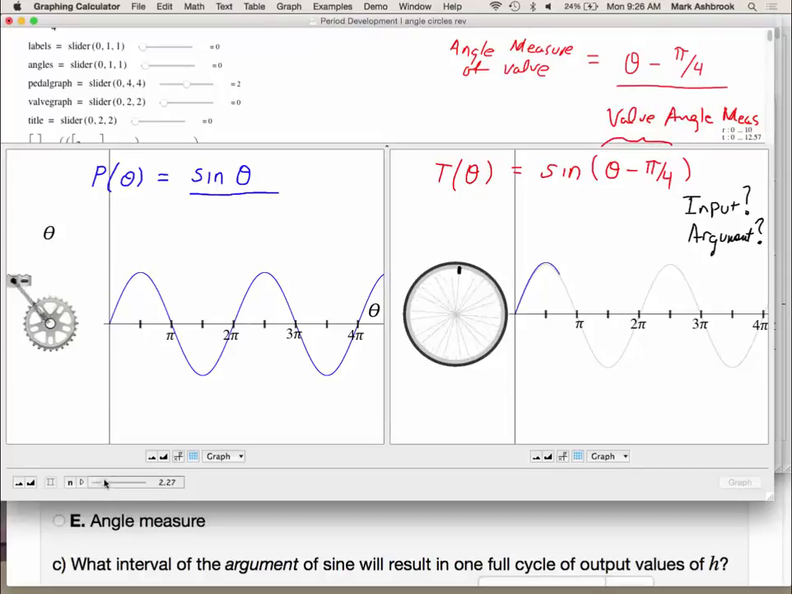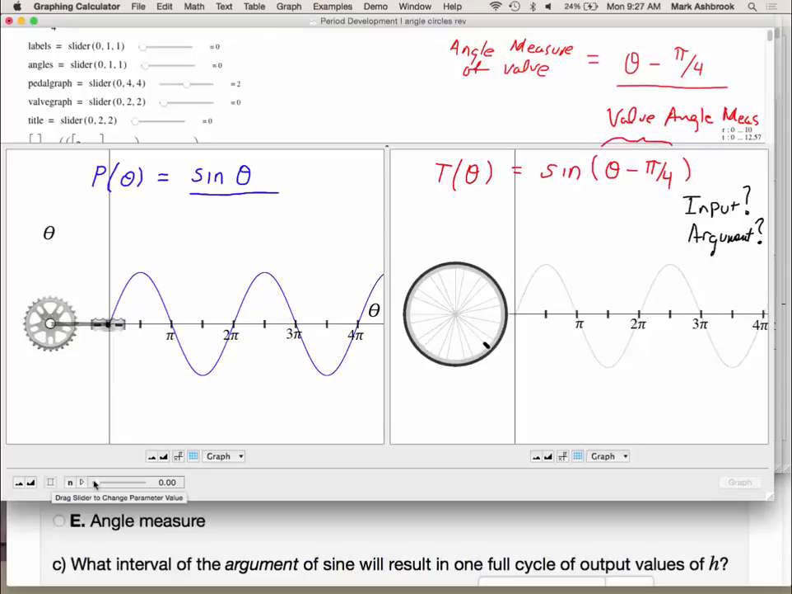So they're both showing p. This is not the valve. This is the pedal, okay? I'm replicating that pedal graph over here, the blue one, on the right. And so what we want to do now is talk about the function t, which is tracking the vertical position of the tire valve. And how is the tire valve relative to the pedal? Is it ahead or behind? It's behind by pi over 4, right?